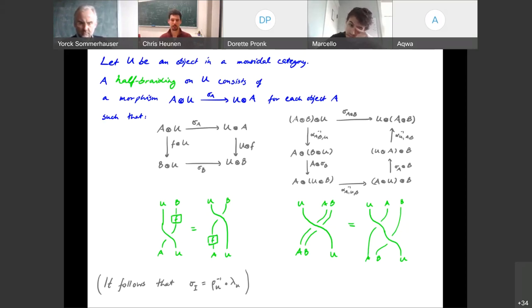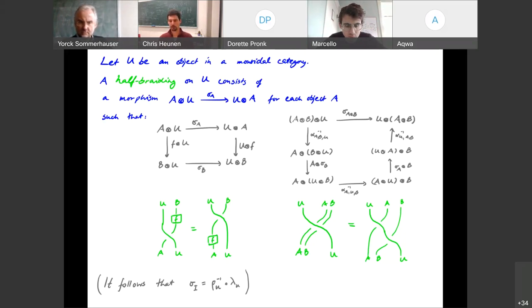So that means I want to have a natural transformation for any object A. I want it to be a morphism from A times U to U times A for that fixed object U, for any object A. That is natural in that if I do an F on the A before a swap or after a swap, it doesn't matter.